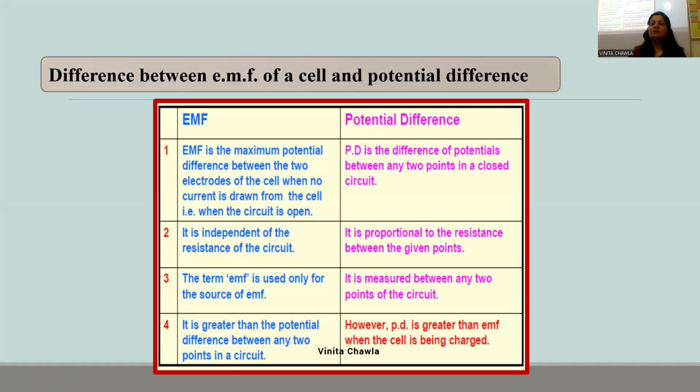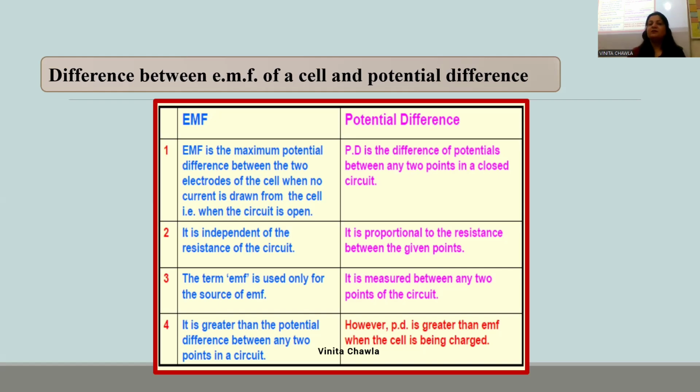And potential difference is the difference of potentials between any two points in a closed circuit. V is equal to E minus IR. EMF is independent of the resistance of the circuit. Whatever load resistance you connect, EMF is independent of that resistance. On the other hand, potential difference is proportional to the resistance between the given points. V is equal to I capital R. Term EMF is used only for the source of EMF, and term potential difference is measured between any two points of the circuit.